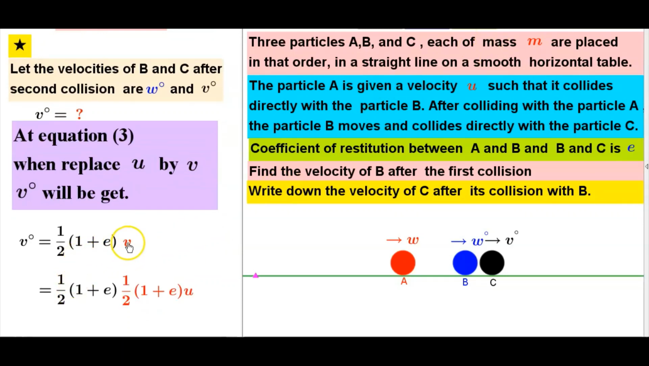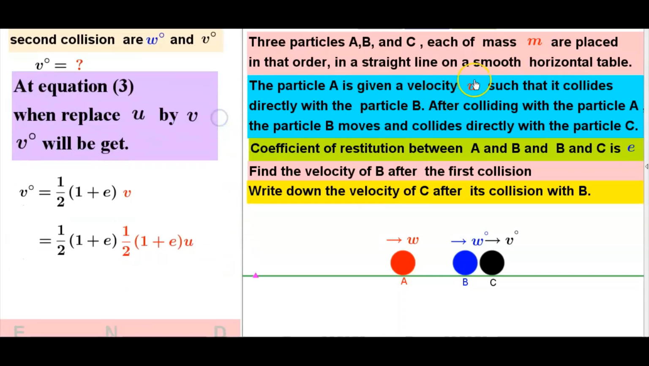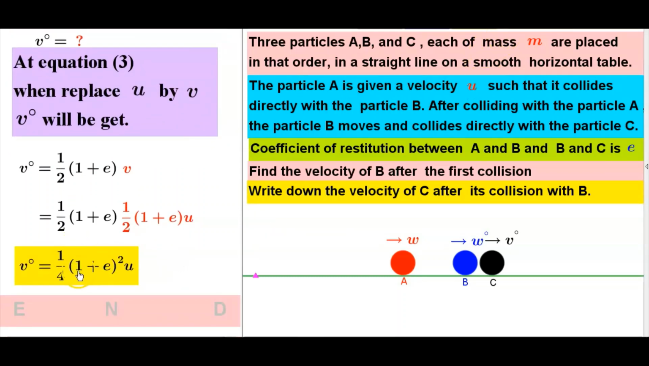Half into (1 plus E), for this V we can put half (1 plus E) into u. Therefore, this is one quarter (1 plus E) into (1 plus E), all squared, into u. This is the velocity of C after its collision with B.